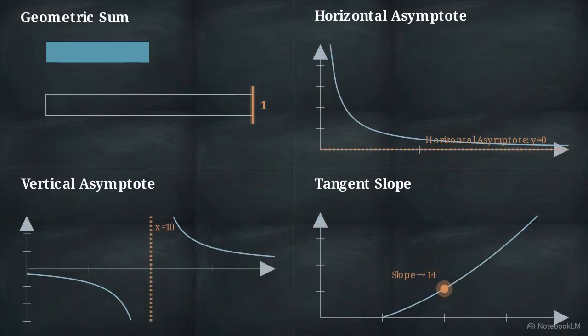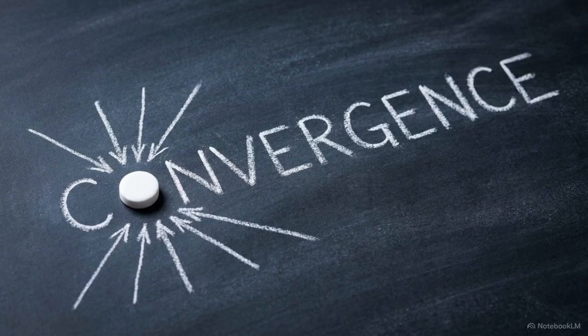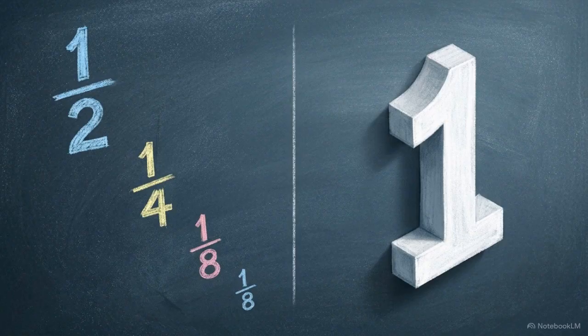This visual evidence, from the physical steps toward a wall, to the unbounded growth of a fraction, to the vertical split of a rational function, and the sliding slope of a tangent line, all rely on the exact same logic. Limits give mathematics a precise language for describing approach. They are the mechanism that connects endless, dynamic processes to static, solvable truths.